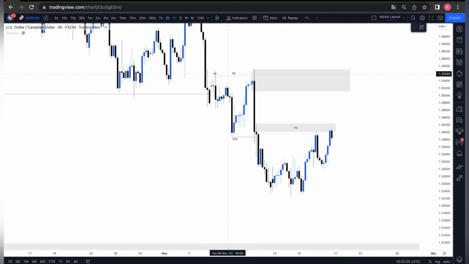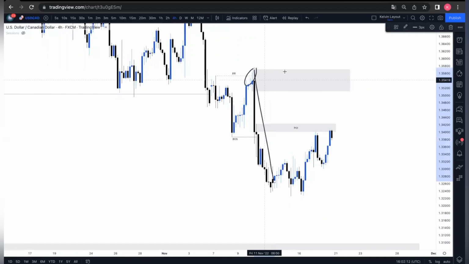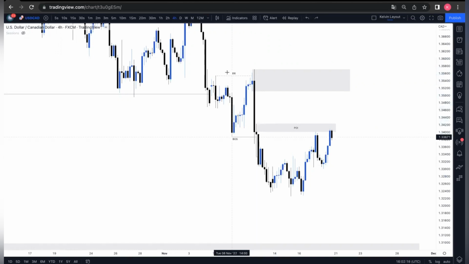Price pretty much came to this previous structure high, grabbed liquidity right here, and then pushed to the upside. So this is what we consider a strong high. It's a high that grabs the previous structure high and then goes on to take the previous structure low. And this is what we had right here.